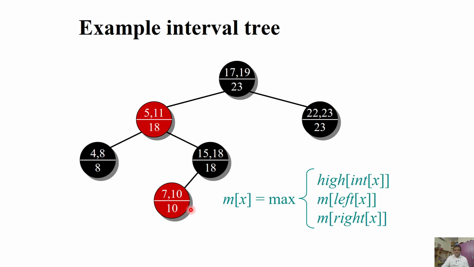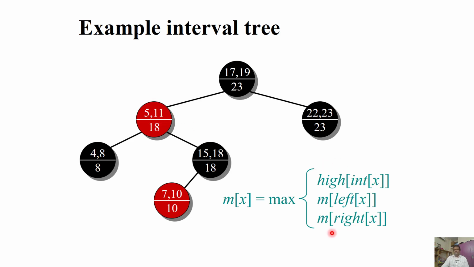Now, this information we need to keep. This is the max value, the largest value in the subtree rooted at that node, including this interval. This is the interval 7, 10. So, 10 is the largest value. Similarly, this is 8, this is 23. Now, for this node we have a subtree. So, this max is 10. From this interval the largest value coming is 18. So, the maximum, 18, will be stored here. Similarly, this is 8, this is 18, and this is 11.